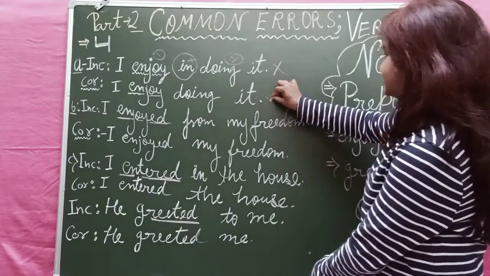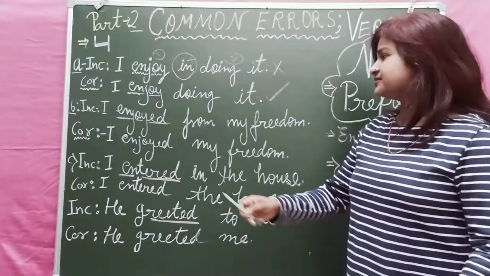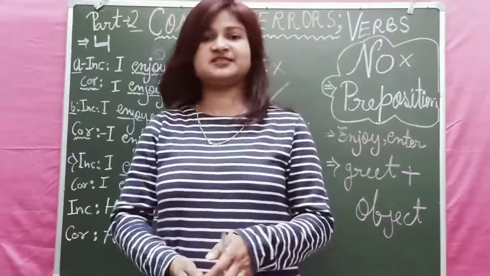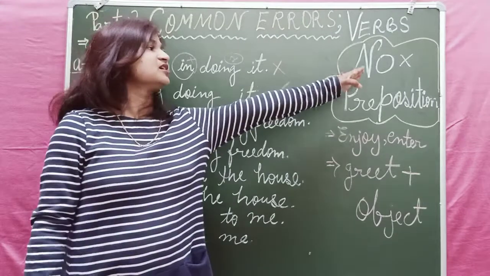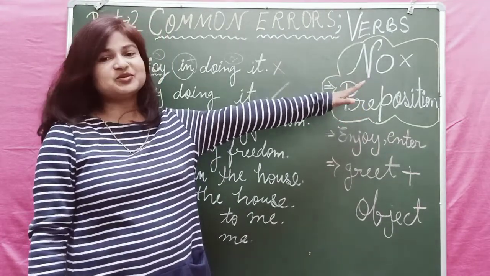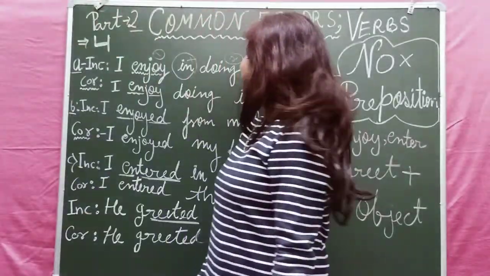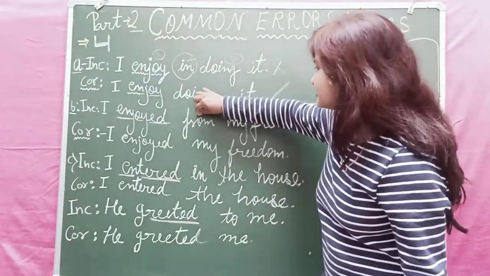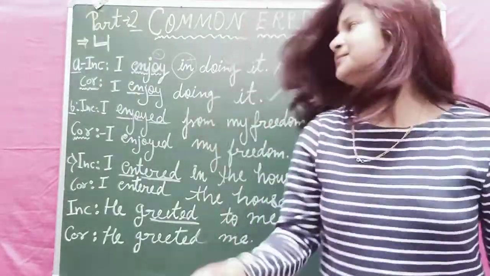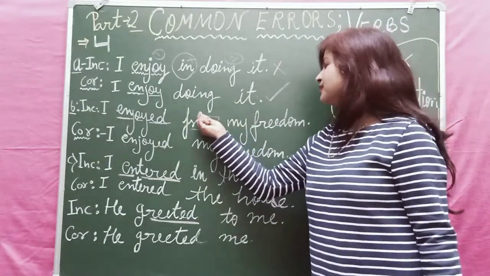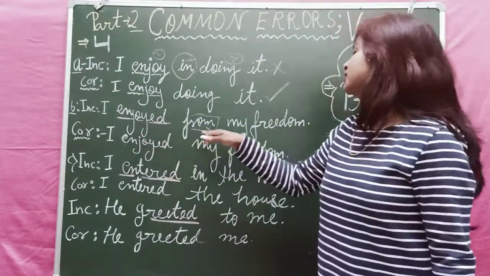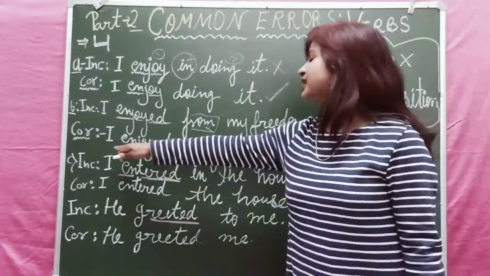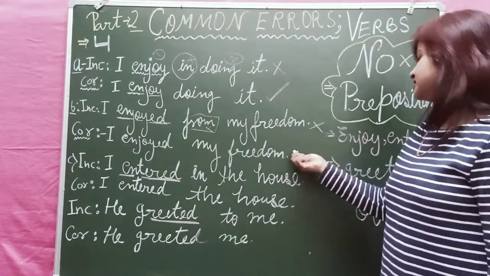Is it correct? Of course. This is a correct sentence. Let's see the next. Incorrect: I enjoy from my freedom. What is the error? Guess please. No preposition. Can you find the error? Of course, from. From is the error. I enjoy from my freedom is incorrect. Let's see the correct one: I enjoy my freedom. This is correct.